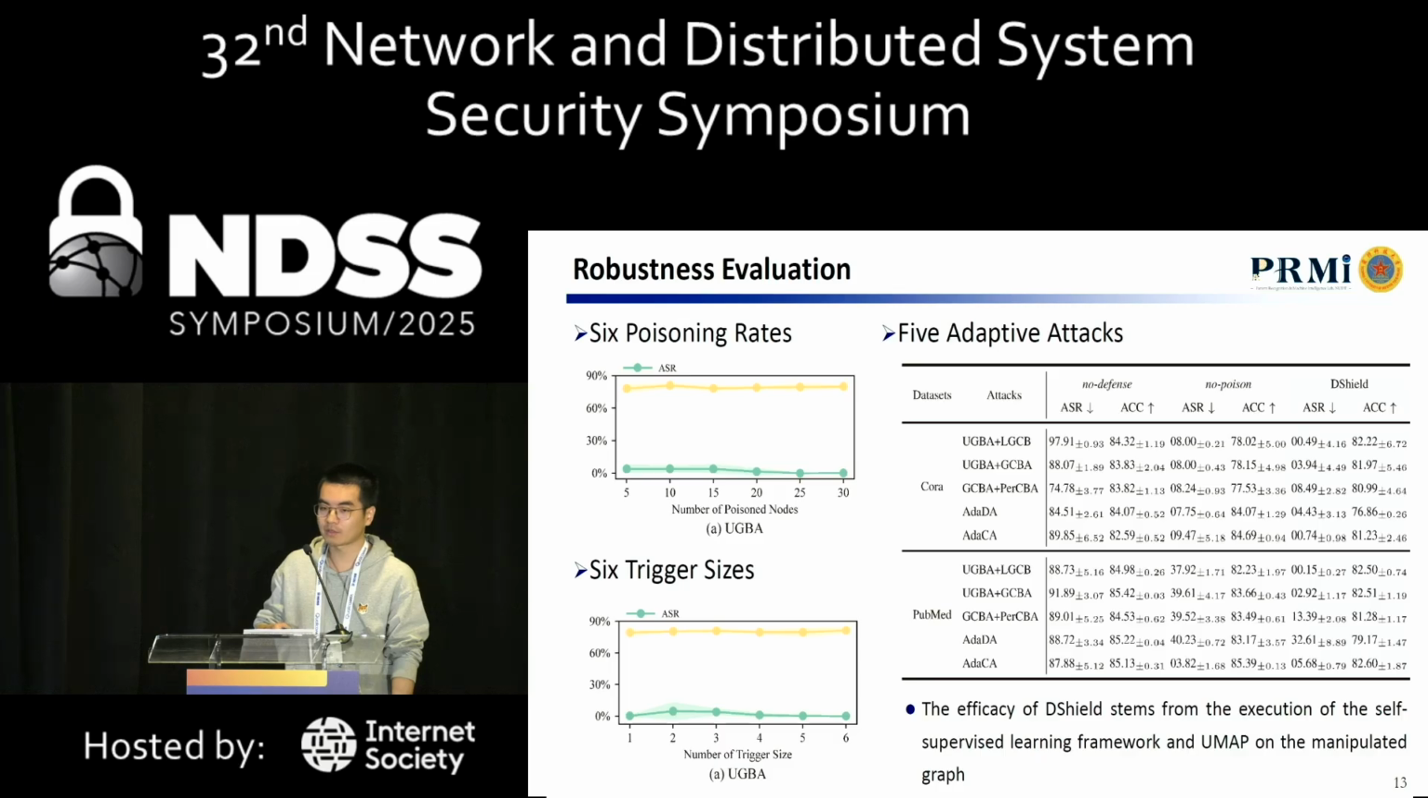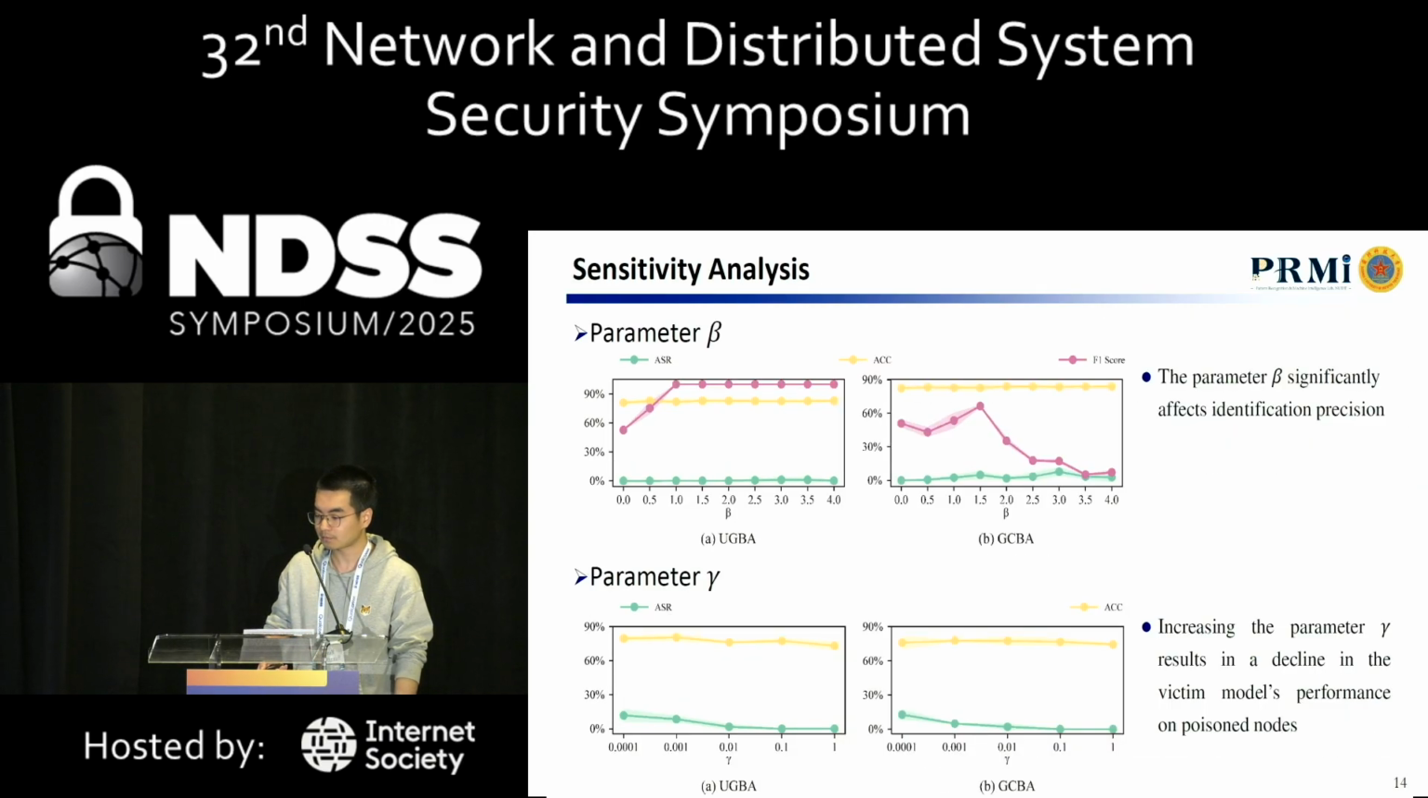For robustness evaluation, we test the algorithm on different poisoning rates, different trigger rates, and different adaptive attacks. It shows that the efficacy of DShield stems from the execution of the self-supervised learning framework and the UMAP on the manipulated graph. We also test the sensitivity of hyperparameters. The parameter beta significantly affects identification precision, and the parameter gamma results in a decline in the victim model's performance on poisoned nodes.